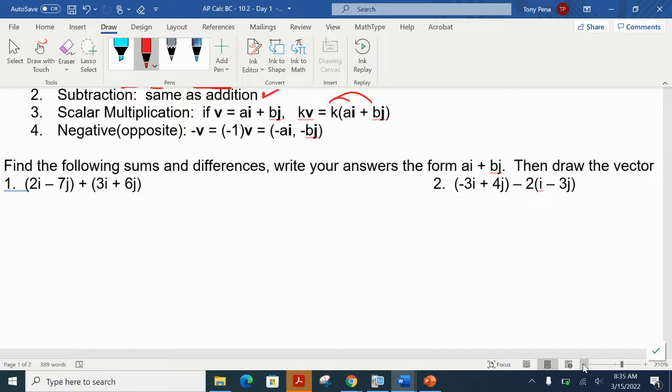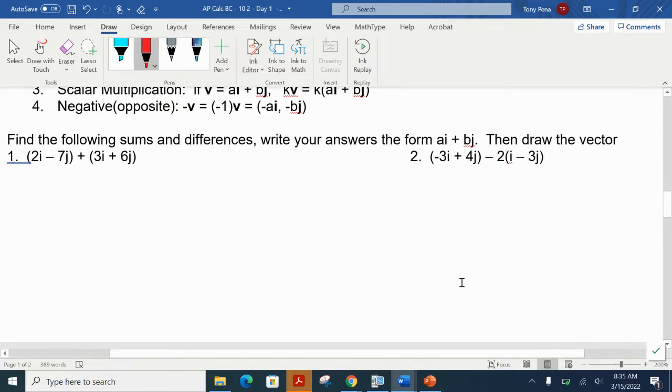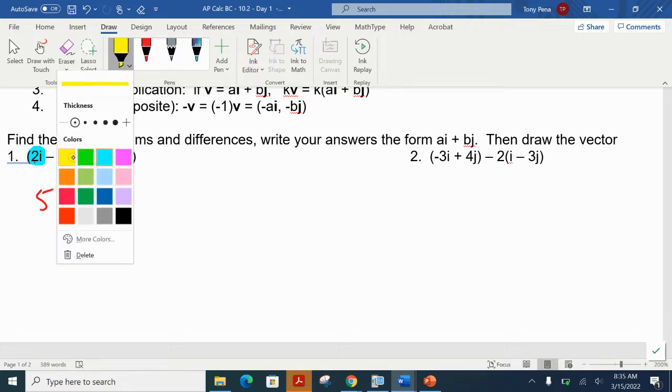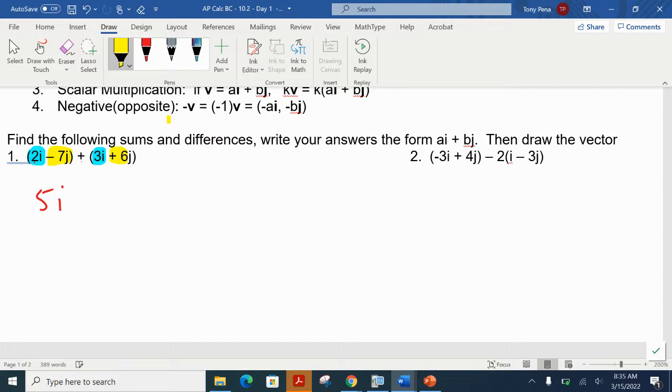So for these first couple, all you're going to do is find the following sums and differences, write your answer in the form ai plus bj. And this really is as simple as anything we've done all year. So 2i plus 3i would give us 5i. And then we add up our j terms. The negative 7j plus the 6j would be a negative 1j.